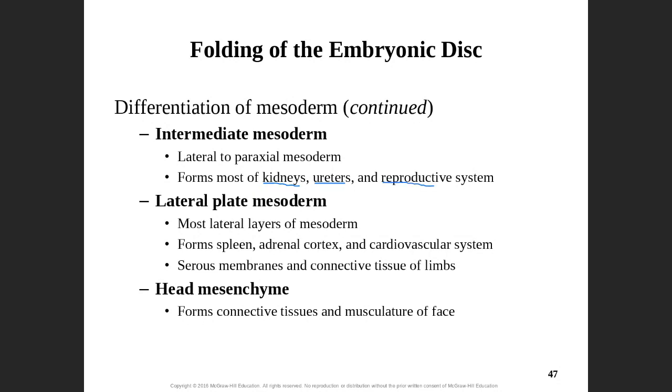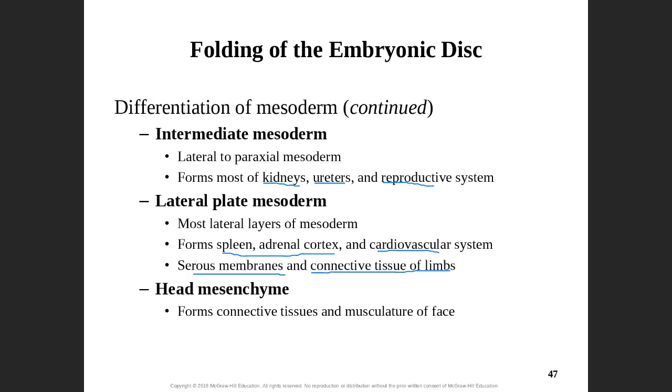All right, now let's move further out from that. Our lateral plate mesoderm is going to form our spleen, the adrenal cortex, and our cardiovascular system. We'll also get the formation of the serous membranes. We saw the importance of those: the lining of cavities and certain organs within our abdominal and thoracic cavities. But we'll also get connective tissue of our limbs. So now we're going to start dealing with the appendicular portion of our embryo here.